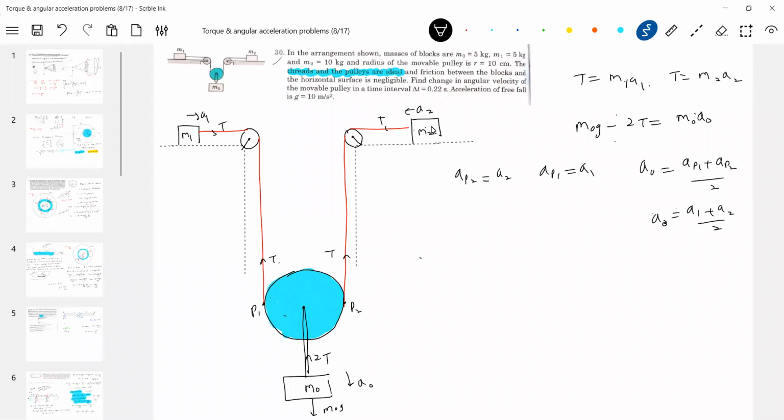Now can we solve for A1? Let me put all the things together. M0 G minus 2T is equal to M0 times A0, and A0 is (A1 plus A2) by 2. Substituting A1 as T by M1, M0 G minus 2T equals M0 by 2 times (T by M1), plus M0 by 2 times (T by M2), where A2 is T by M2. Solving all this, we'll get an expression for tension, because T is the only unknown.